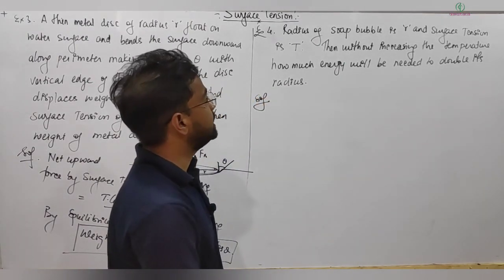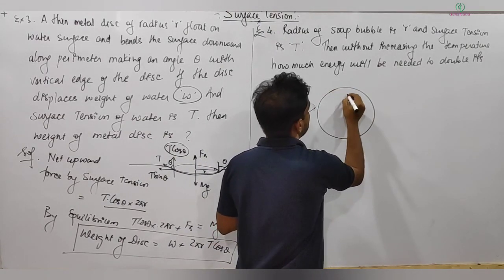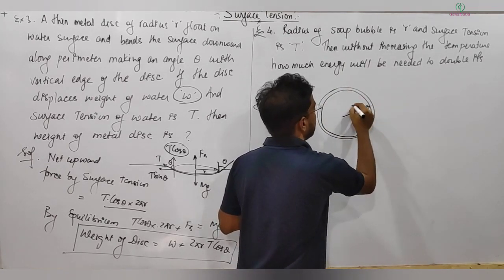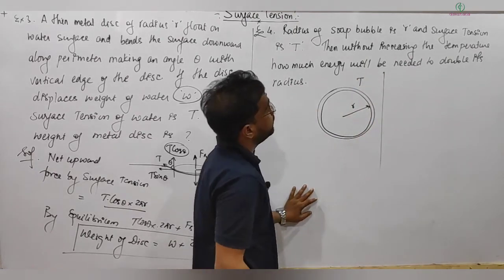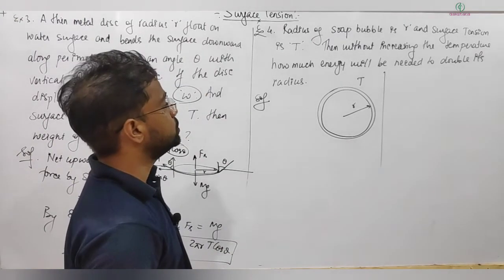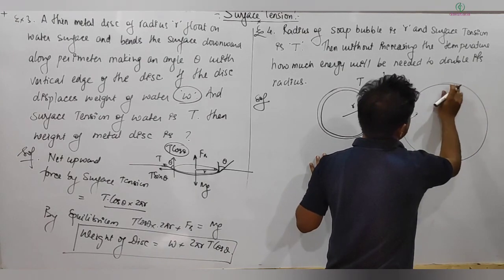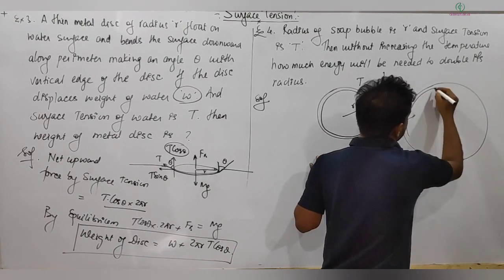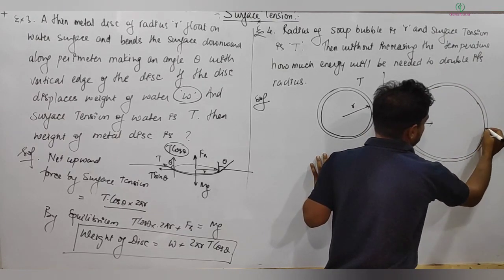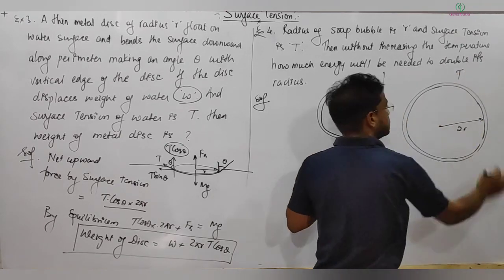The radius of a soap bubble is r. So we already have a soap bubble, and its radius is r, surface tension T. Then without increasing the temperature, how much energy will be needed to double its radius? So we are now making its radius double. Let's say the radius is now made double. It's made 2r. Surface tension will still be T.